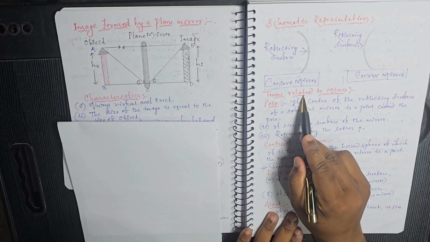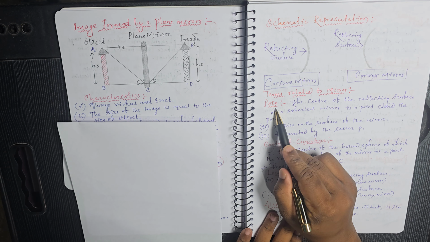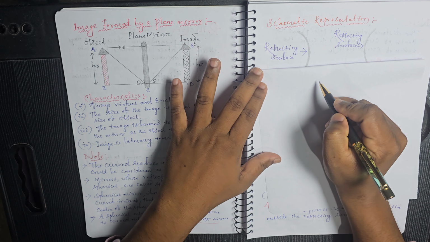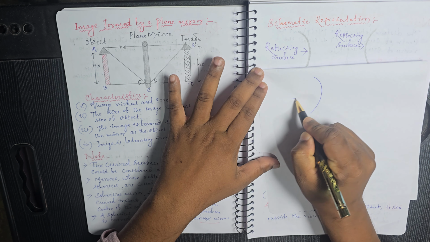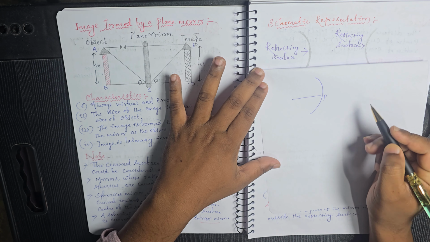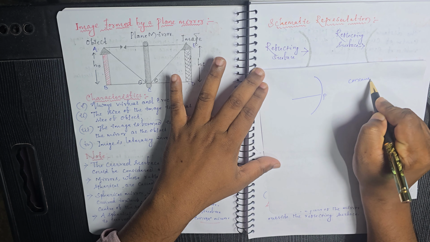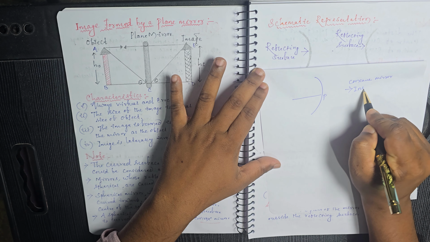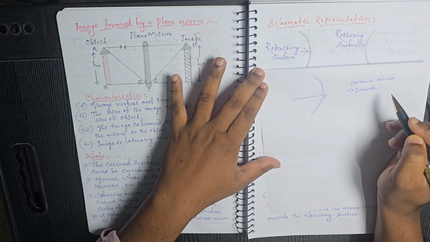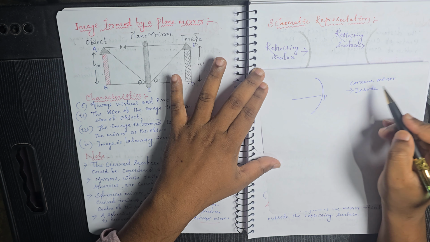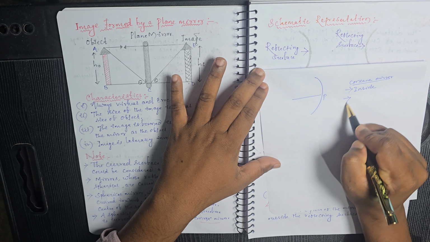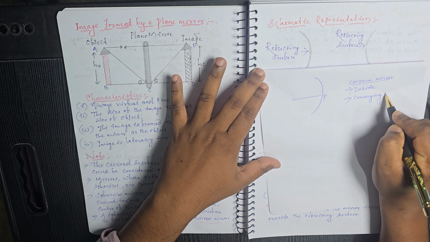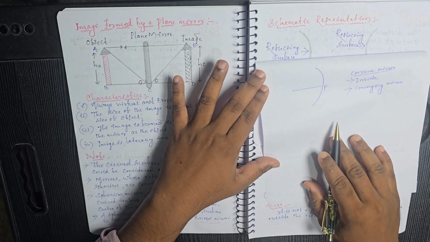So there are certain terms related to mirror. The first one is the pole. I'm drawing one diagram so that you can easily understand what the pole is. Let's say this is my mirror. Which mirror is this? By the way, a concave mirror. Why? Because a concave mirror has the reflecting surface inside. The mirror whose reflecting surface is inside is called a concave mirror. It is also called a converging mirror.